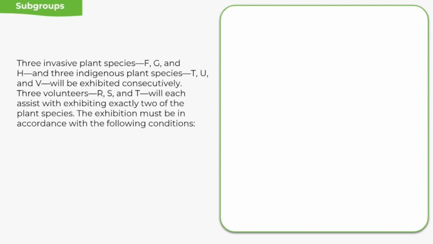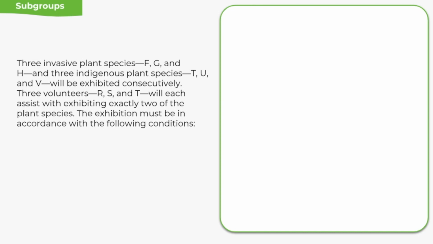3 invasive plant species, F, G, and H, and 3 indigenous plant species, T, U, and V, will be exhibited consecutively. And then now we go back to something similar. 3 volunteers, R, S, and T, will each assist with exhibiting exactly 2 of the plant species. So this is very much like the last game. The only difference is that in that first variable set, we've got 2 different kinds. We've got some that are invasive plant species and some that are indigenous plant species. And we're still going to have to deal with the volunteers who are going to be demonstrating them or exhibiting them.